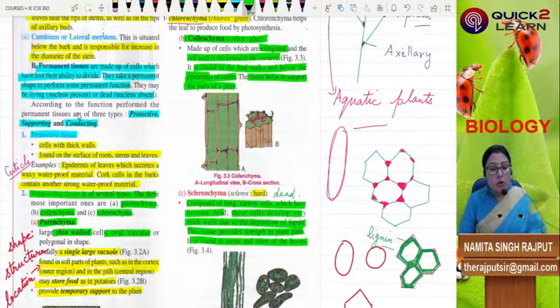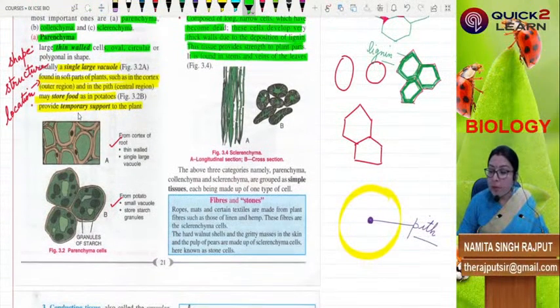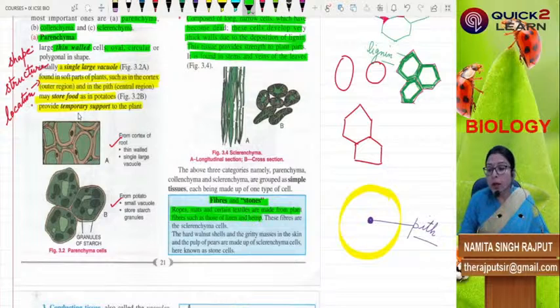It makes the plant strong and doesn't let it bend. And there is one more topic given, fibers and stones. Ropes, mats and certain textiles are made from plant fibers such as linen and hemp, and these fibers are the Sclerenchyma cells. Wherever you find fibers in a plant, in coconut and certain other plants, they will be made up of Sclerenchyma cells. So you can be asked, what are ropes, or the mats, linen and hemp made up of? The answer will be Sclerenchymatous tissues.